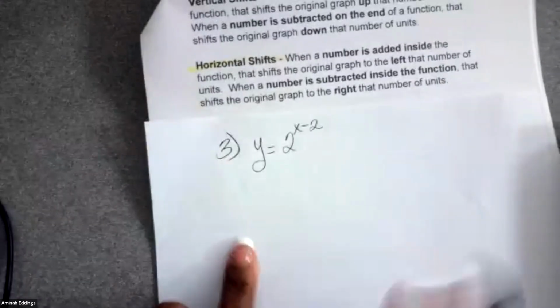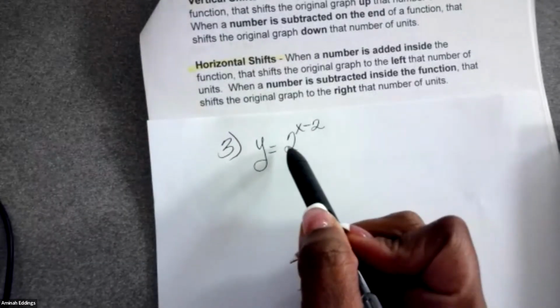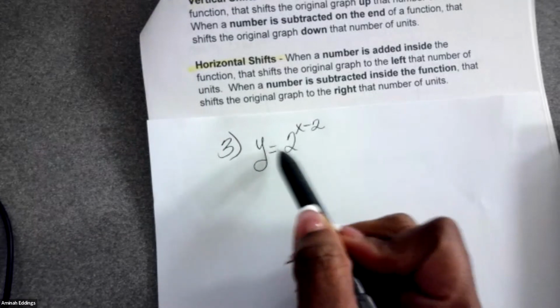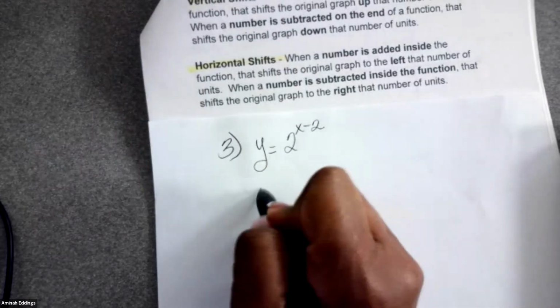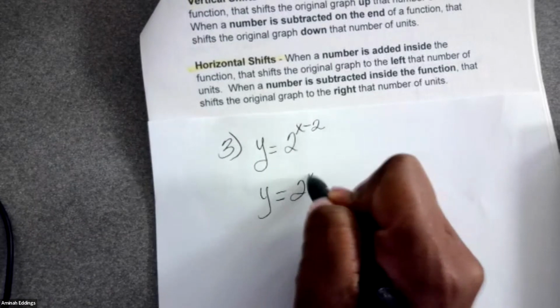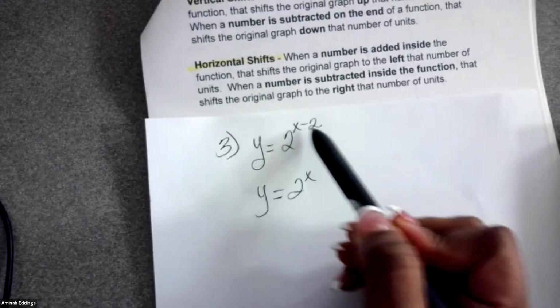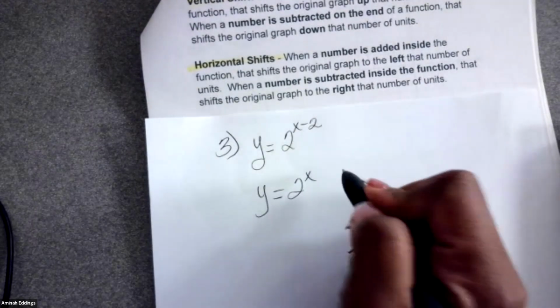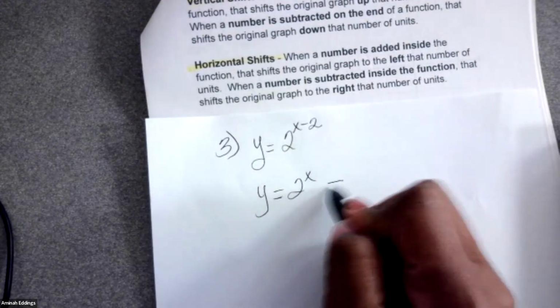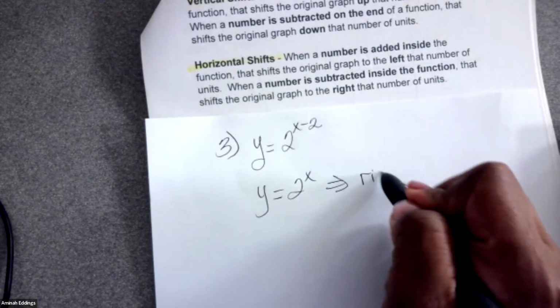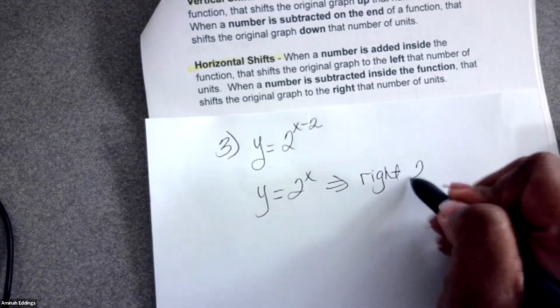So if you recall, our parent function here, or our initial function, is y is equal to 2 to the x. Well, what happened? We have a minus 2 on the inside of the function. So then the transformation that occurs is going to move right 2 units.